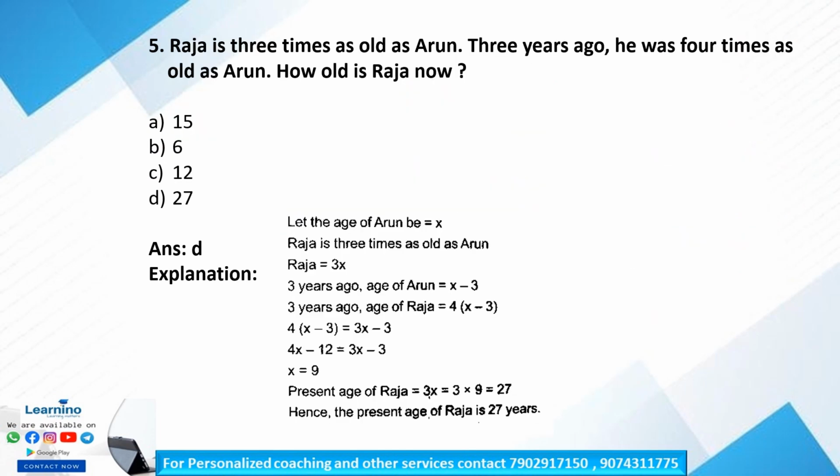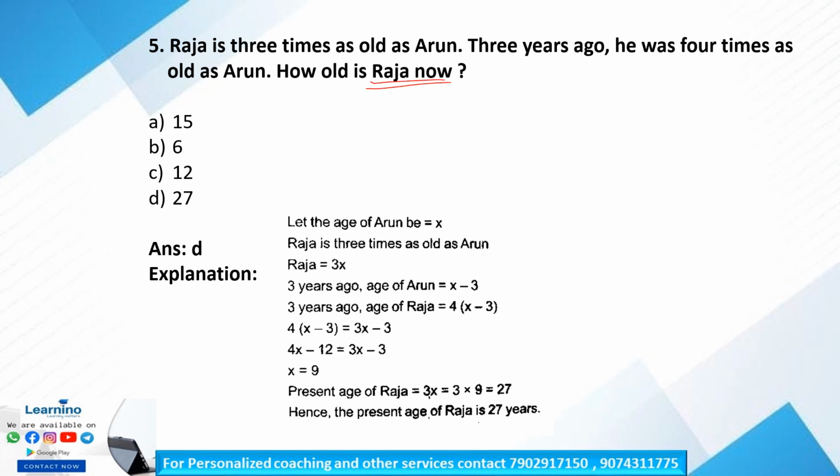Okay, next question, question number 5. Raja is 3 times as old as Arun. 3 years ago, he was 4 times as old as Arun. How old is Raja now? So we have to find the present age of Raja.